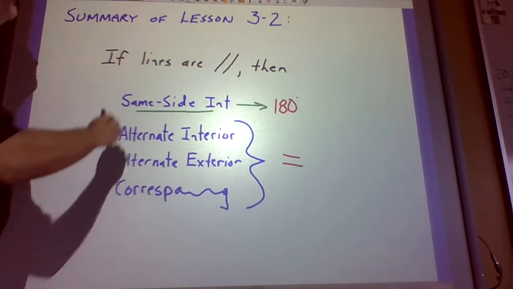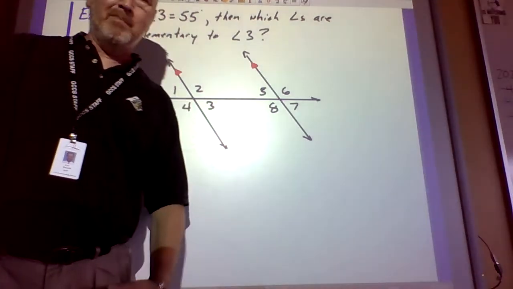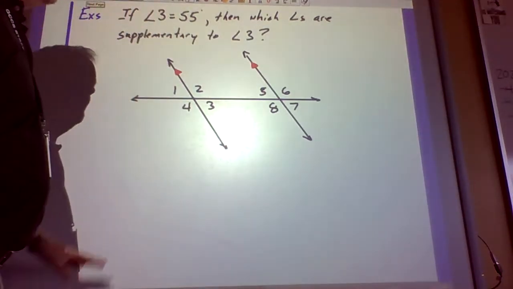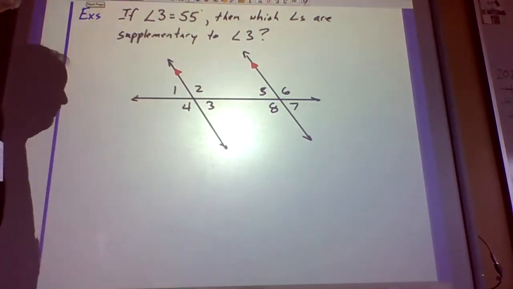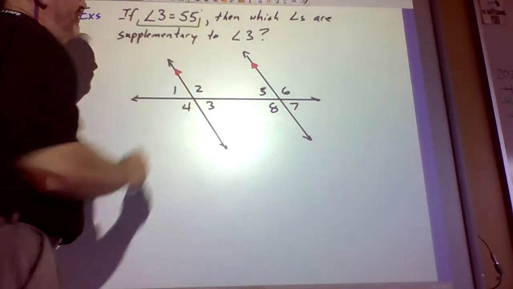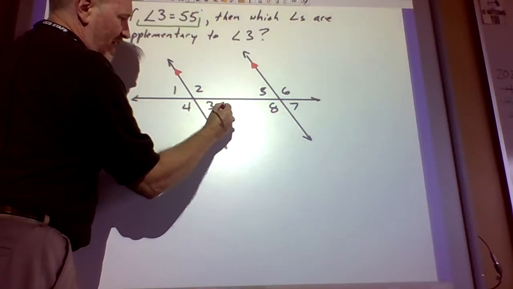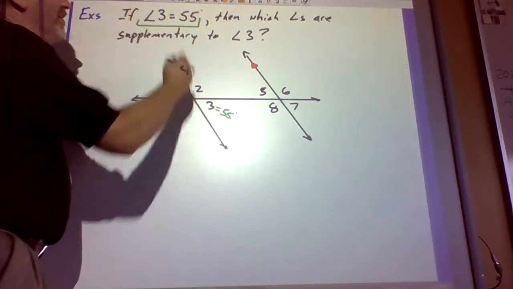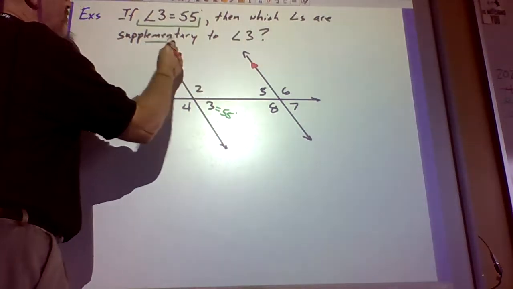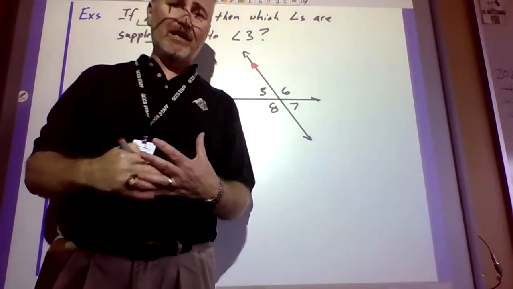Bam. Okay, moving on. Now we're going to do a couple of problems to make sure you got this. So the first one, I'll give you a few seconds, pretend like you've drawn the picture. It says if angle 3 is 55, so here's angle 3, I'm going to go ahead and put a little 55 next to him. Then which angles are supplementary to 3? Okay, so we don't want the ones that are equal to 3.